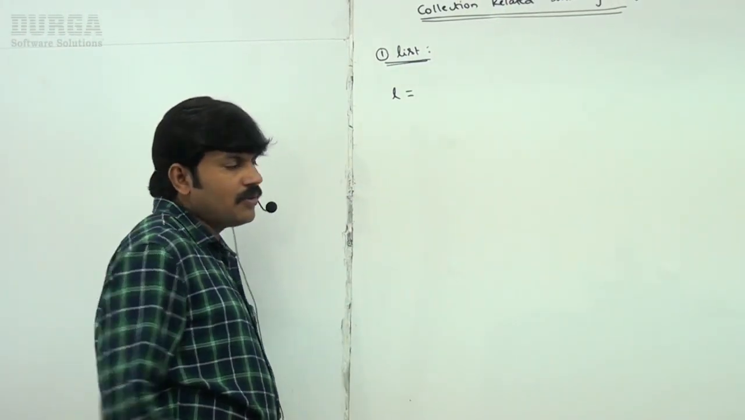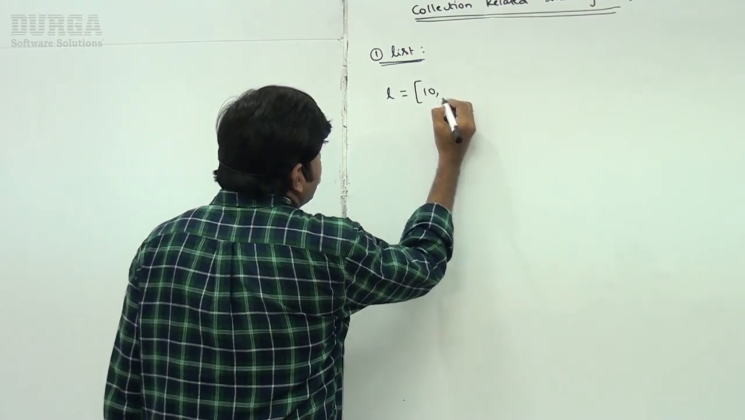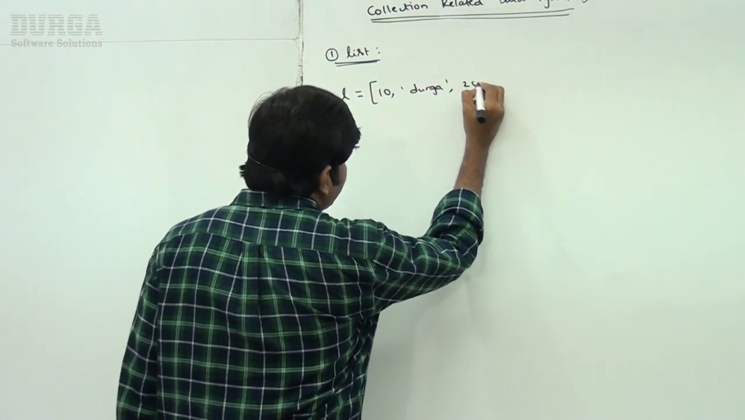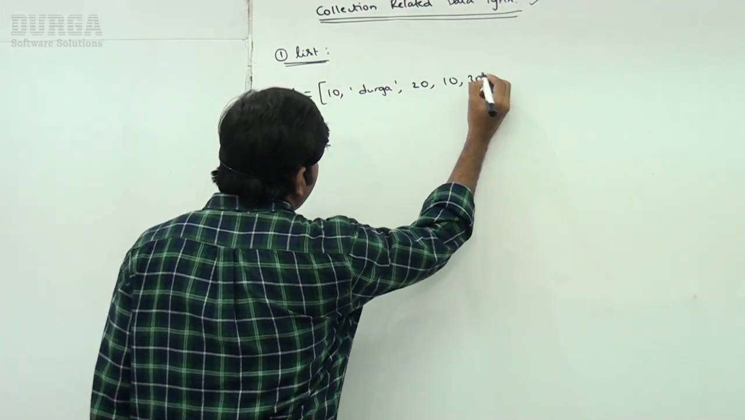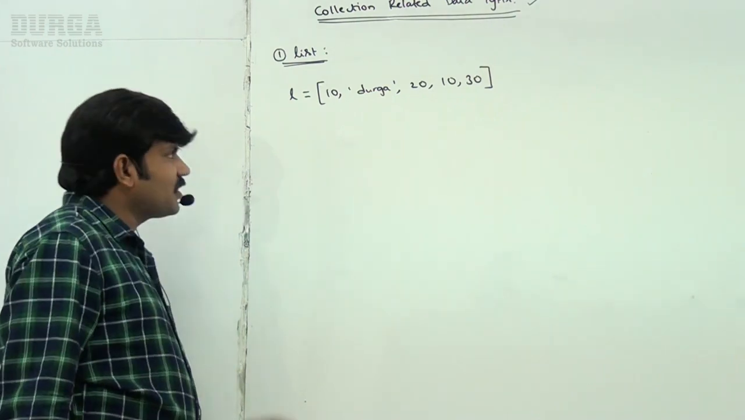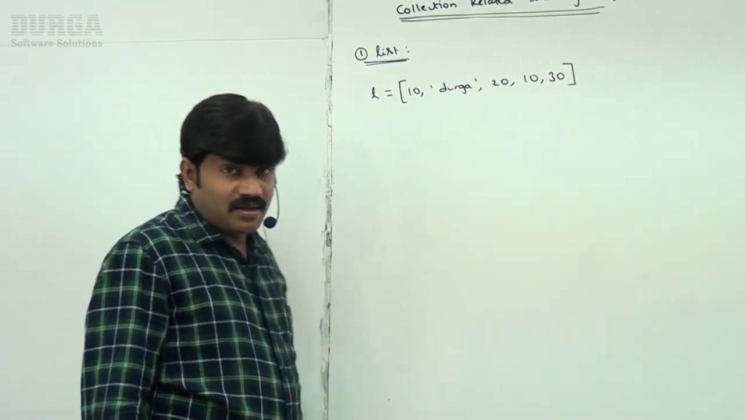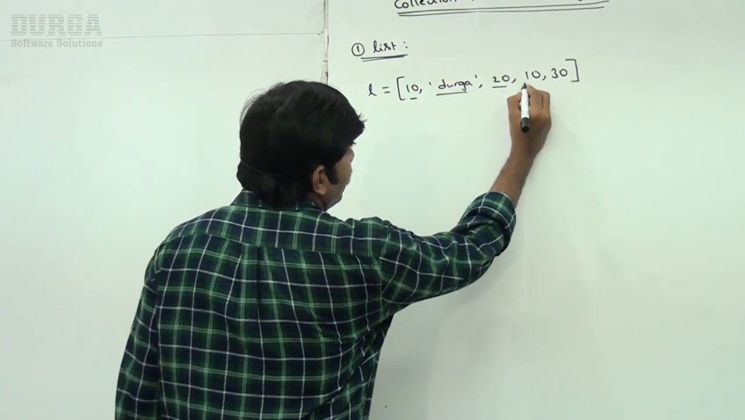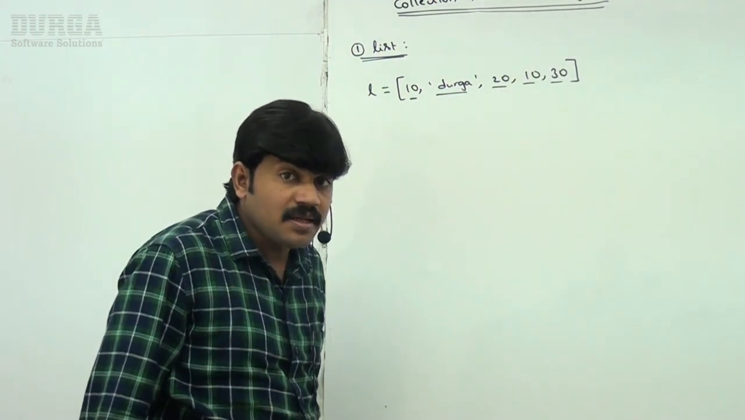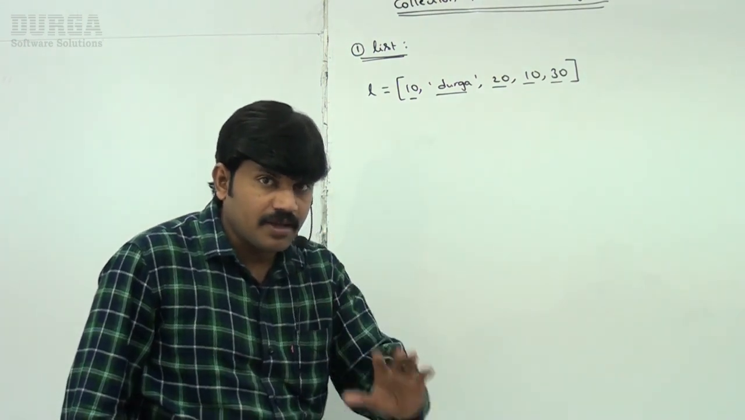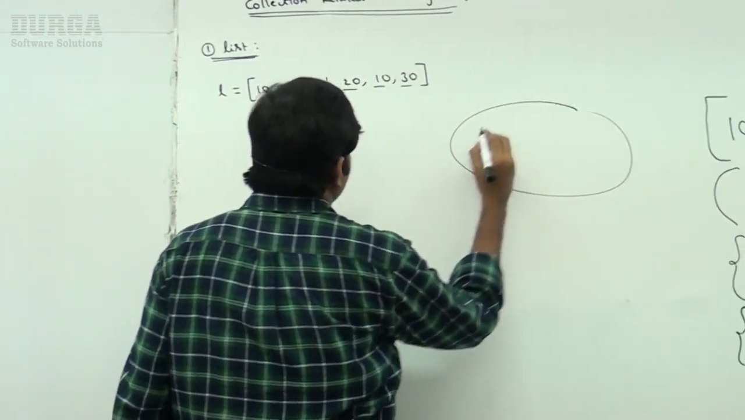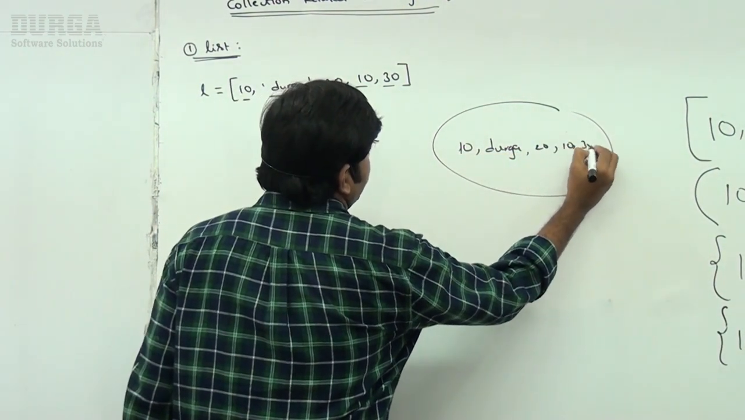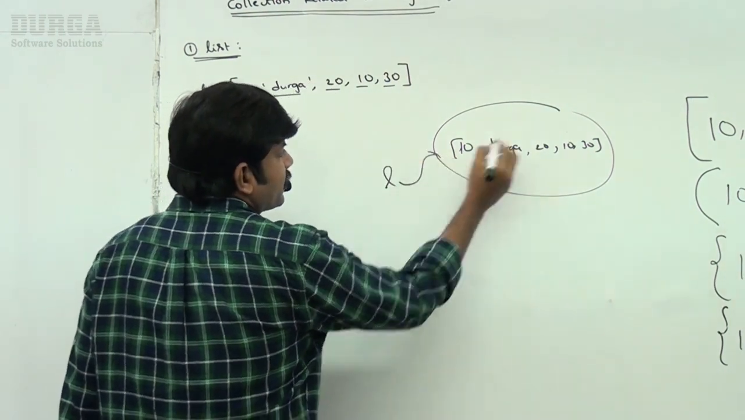Well, sir, now can you please tell how to represent a list? L is equal to, I'm taking here 10, Durga, 10, next 20, 10, 30, like this. Take very special care. Is it a list or not? Yes. How many values are there in this list? First value, second value, third value, fourth value, fifth value. So this list contains 5 values. Now observe very carefully about this one: 10, Durga, 20, 10, 30, this is the list. Now L is the reference variable for this.